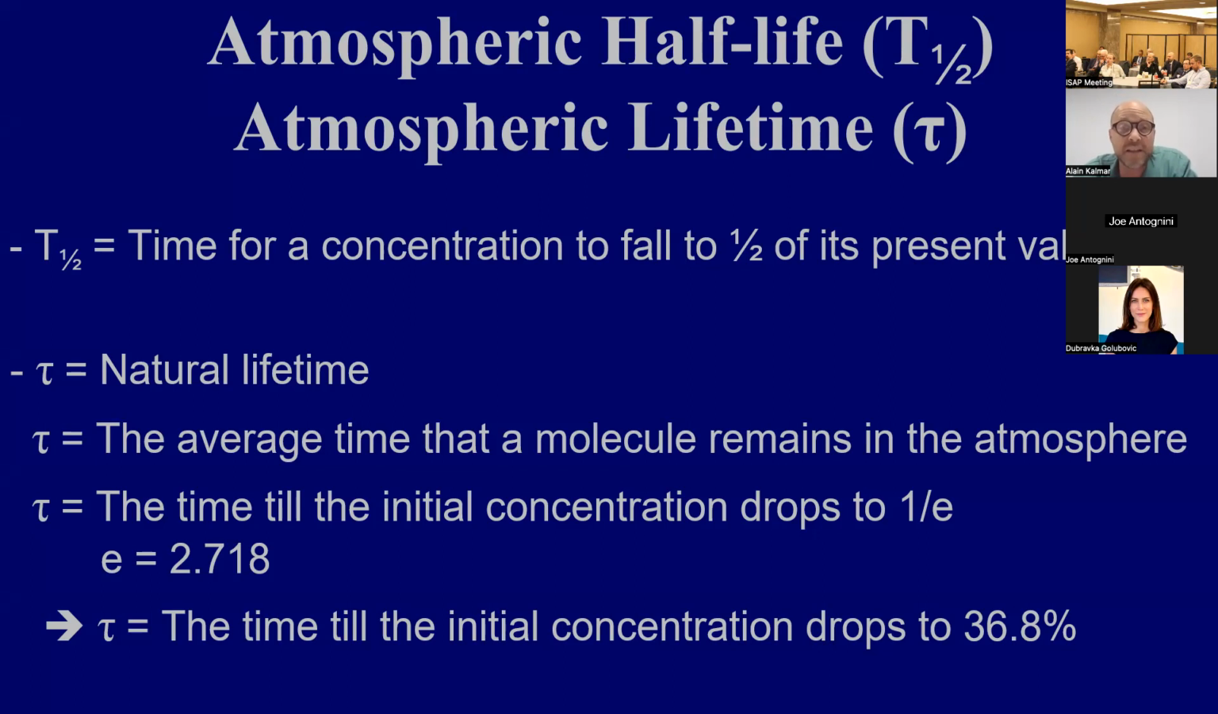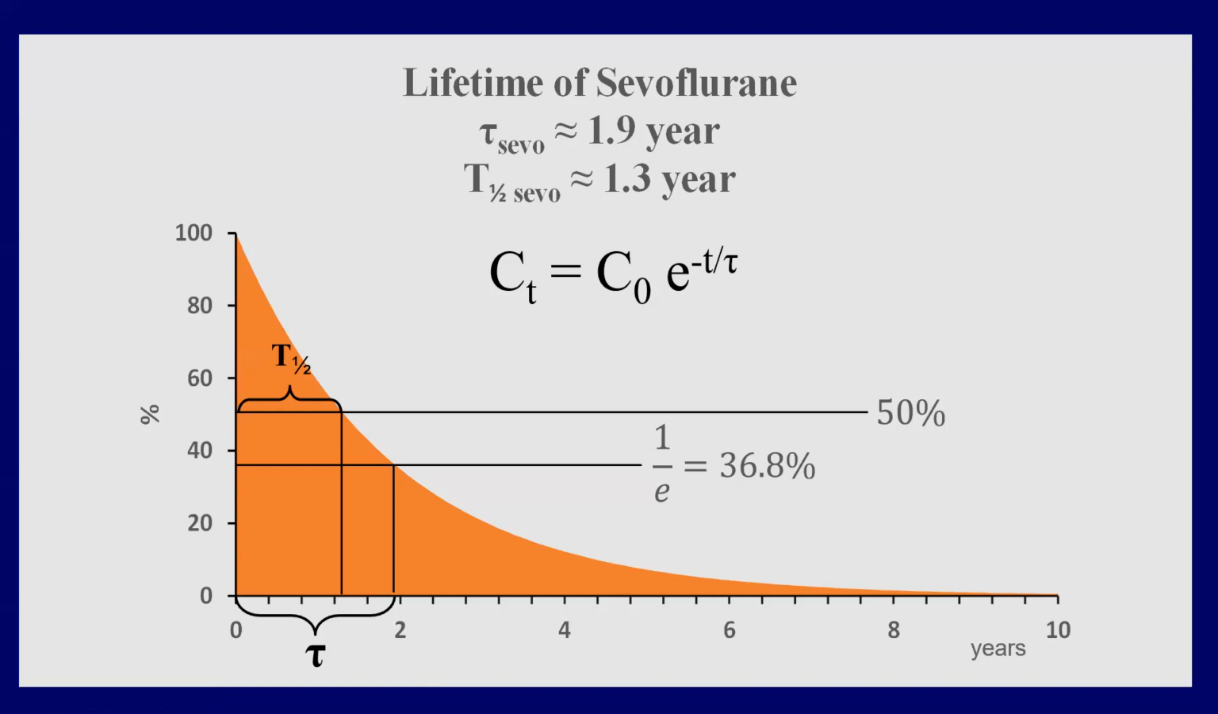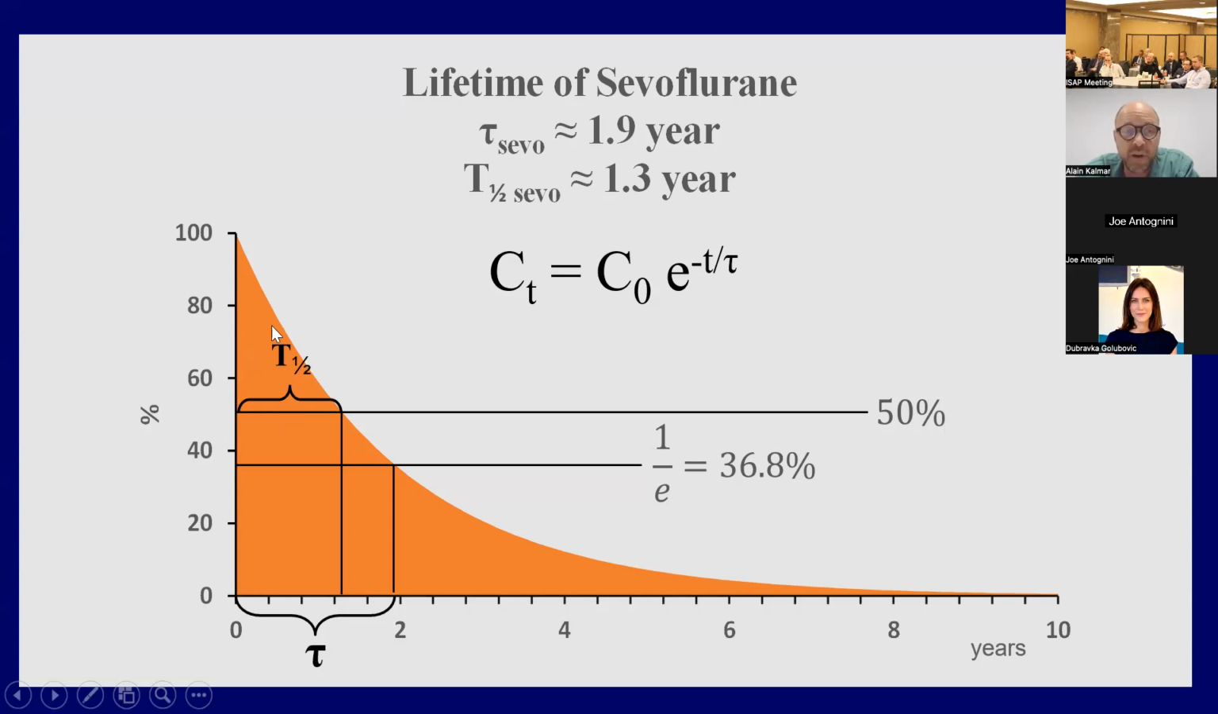But in climate science, the atmospheric lifetime makes more sense. It's the Greek letter tau. So the natural lifetime is the average time that a molecule remains in the atmosphere, or put mathematically, it's the time till the initial concentration drops to 1 over e, and e is 2.718. So it is the time till the initial concentration drops to 36.8%. So in this case, you can see that the time it takes to drop to 50% is the half-life, and the time it takes to drop to 36.8% is the lifetime.